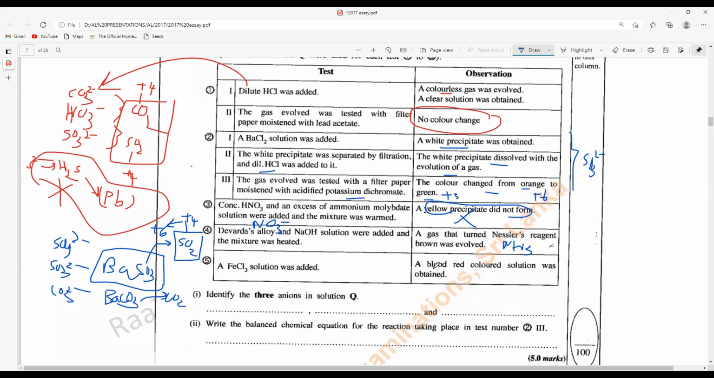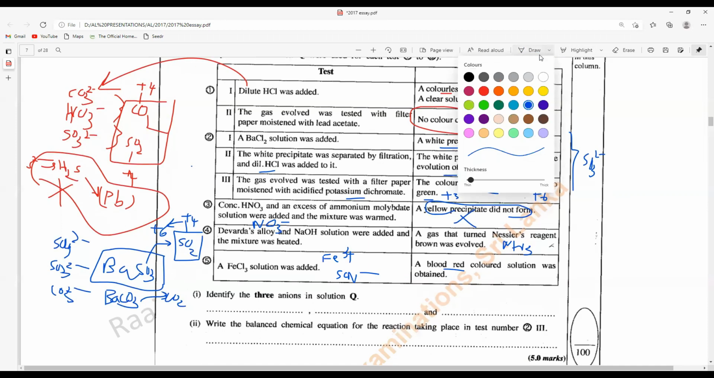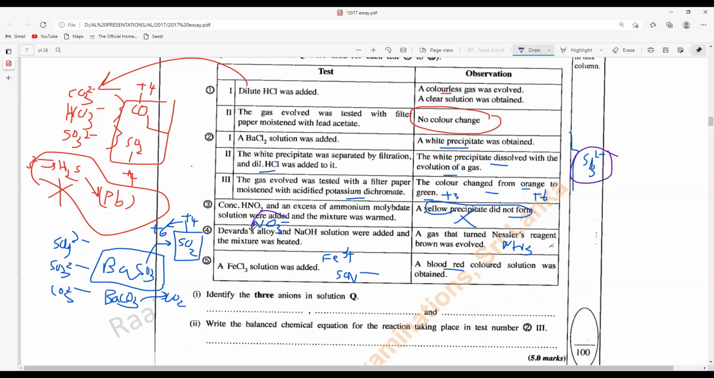And ferric chloride added and a blood red solution is obtained. So if you have Fe3 plus, we have discussed this in my d block also, this will combine with SCN minus to form the complex. So we have found the 3 anions now. So these are the 3 anions that we have here: SO3 2 minus, NO3 minus, and SCN minus. So identify the 3 anions in solution Q. So these are the anions: SO3 2 minus, NO3 minus, and SCN minus.